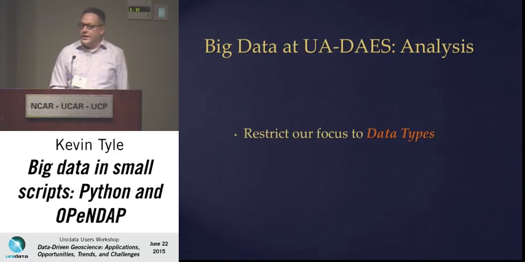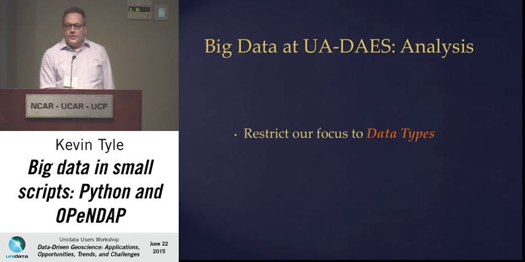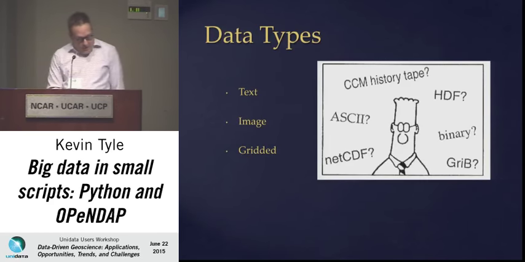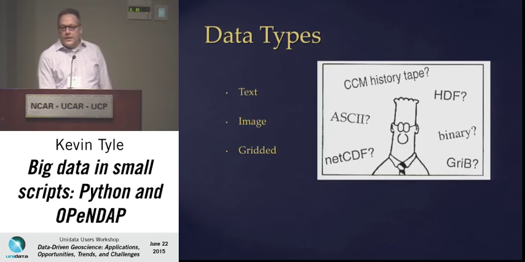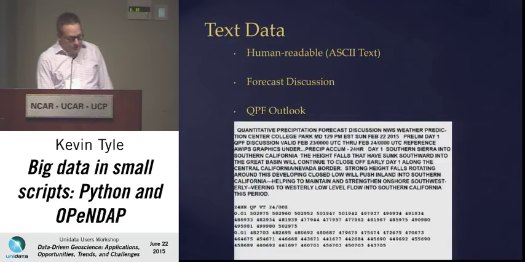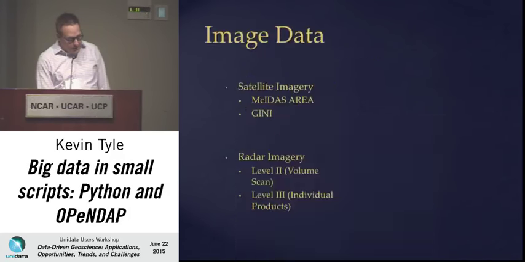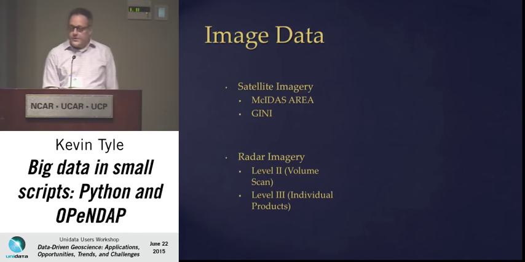Now, we'll have a brief little talk about data types. The bulk of this talk is going to focus on gridded data from NWP models. But we've got all sorts of different flavors of data. Some of it's human readable text data. We've got satellite imagery, radar imagery, and we've got gridded data. Typically, we work with gridded data. When we think of gridded data, we're thinking of model output. But here's an example of human readable text data, which we're really not going to talk much about today. We have different types of image data, satellite and radar.